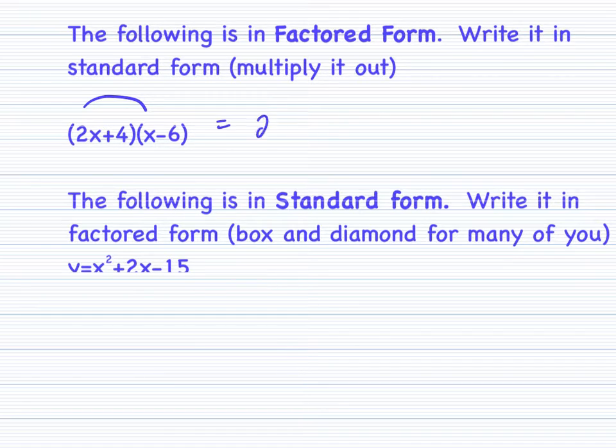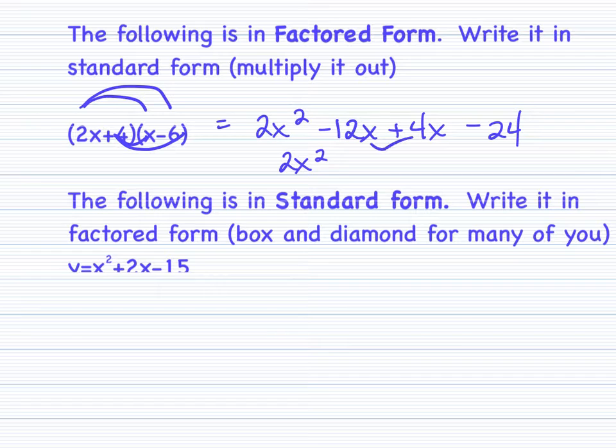Okay, it's 2x times x, 2x squared, 2x times 6, negative 12x, 4 times x, plus 4x, 4 times negative 6, minus 24. So 2x squared, combine like terms, minus 8x minus 24. So that's my standard form.